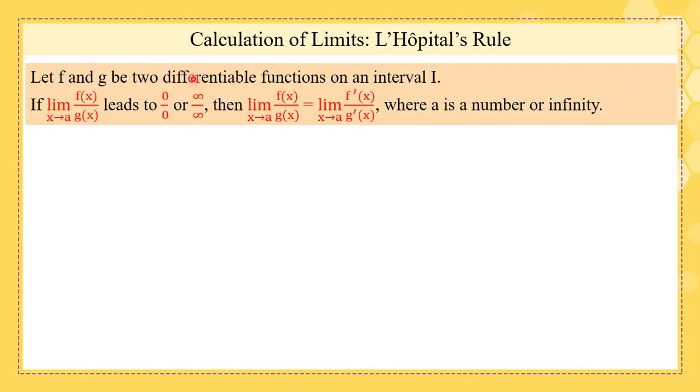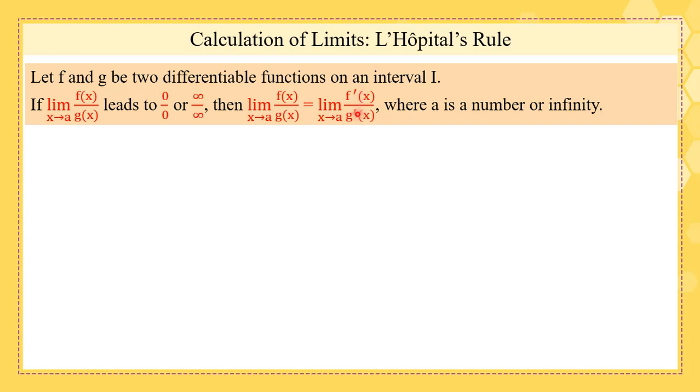The third method of calculating limits is L'Hopital's rule, and L'Hopital is the name of a French mathematician. Now, L'Hopital states the following. If we have f and g two differentiable functions on an interval I, and if the limit of f over g leads to 0 over 0 or infinity over infinity, then the limit of f over g would be the same as the limit of f prime over g prime.